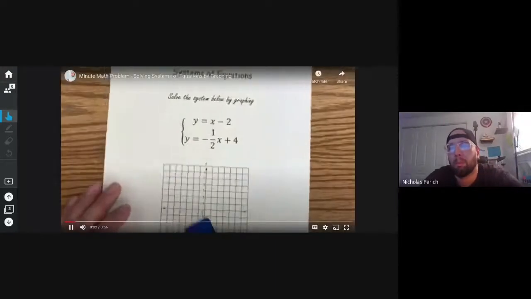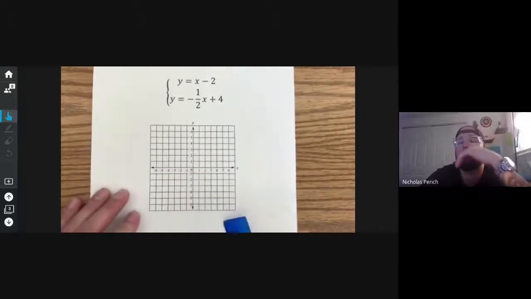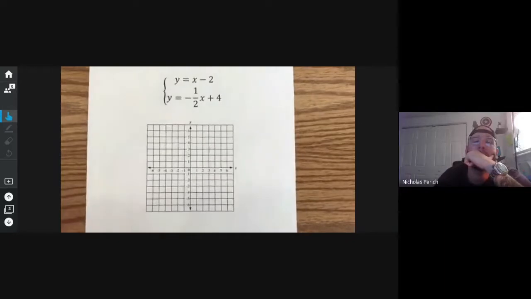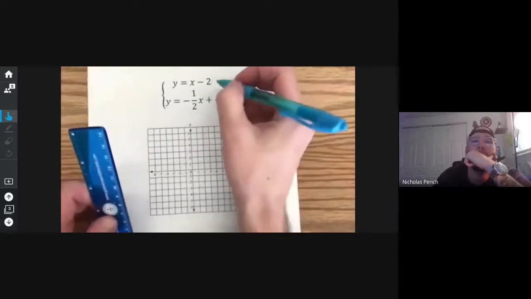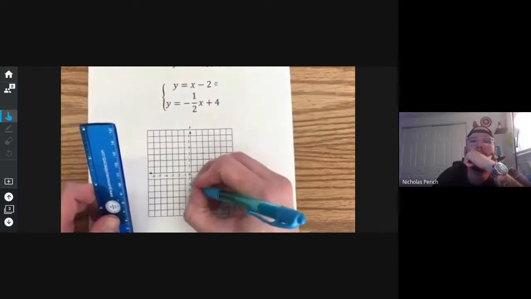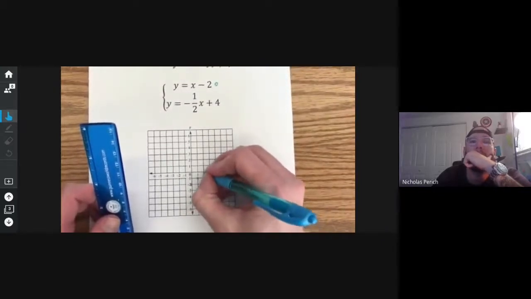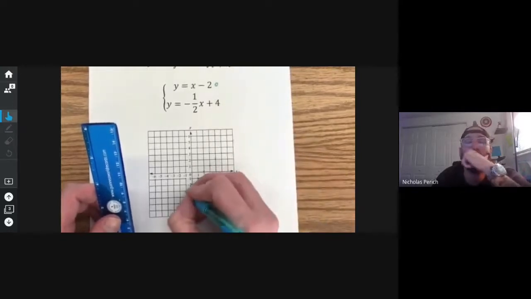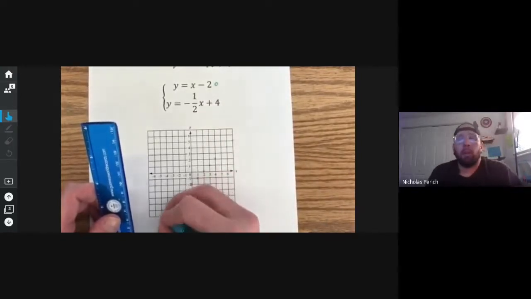All right, systems of equations, we're going to solve that system by graphing. Remember, our solution to a system of equations by graphing is the point where the lines intersect. So we got to do this quickly. This line right here, I'm going to make it blue. Start at -2. +1 for a slope is a line that looks like this.